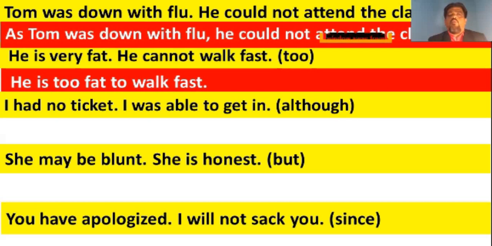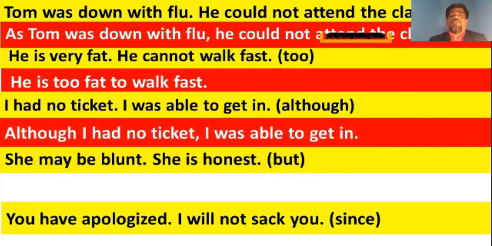He is very fat. He cannot walk fast. How could we make these two sentences into a single sentence using the conjunction too? And the answer is, he is too fat to walk fast. And now the third sentence: I had no ticket, I was able to get in. We could use the conjunction although, and here comes the answer. Although I had no ticket, I was able to get in. This is the way we could make two sentences into one.